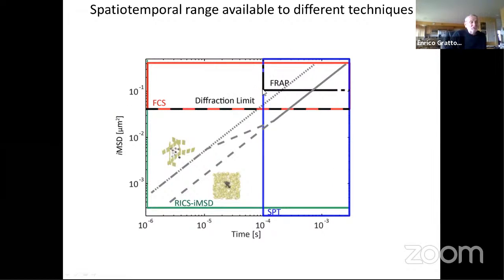But it's diffraction limited. You can make a spot which is smaller than the diffraction limit. FCS is also diffraction limited, but the IMSD and RICS are not. And you can go to much, much faster times, which also means much, much smaller distances, so you can look at movement in very small distances. That shows another difference between the FRAP technique and what you can measure with those spatiotemporal techniques, RICS or IMSD or PCF and so on.